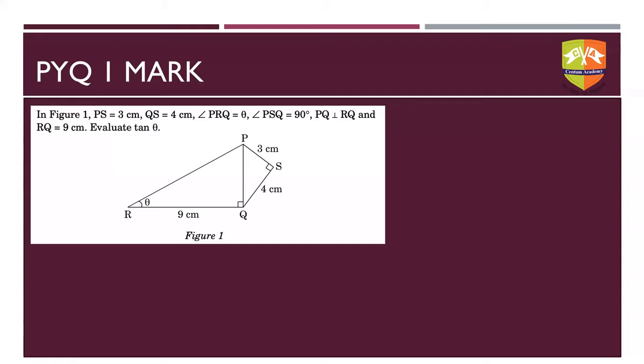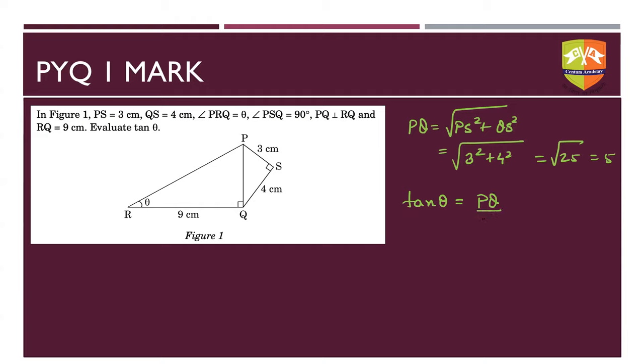People are smart, very good. Oh, this would be 1 mark only. It is very, very simple actually. So how to do this? In 1 mark, don't draw the diagram like that. If this is too cumbersome, you can directly write PQ is equal to under root PS square plus QS square, which is under root 3 square plus 4 square, which is under root 25, which is equal to 5. So this is 5. Now tan theta, again directly write, tan theta is equal to PQ upon RQ. So hence it is 5/9. Done. Very good. Next.